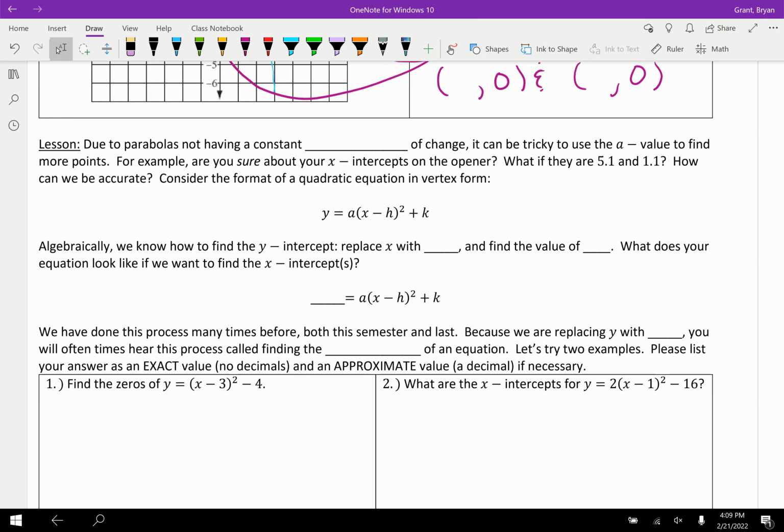Due to parabolas not having a constant rate of change, right? They're curvy, they change their steepness everywhere. It can be tricky to use the a value to find more points.